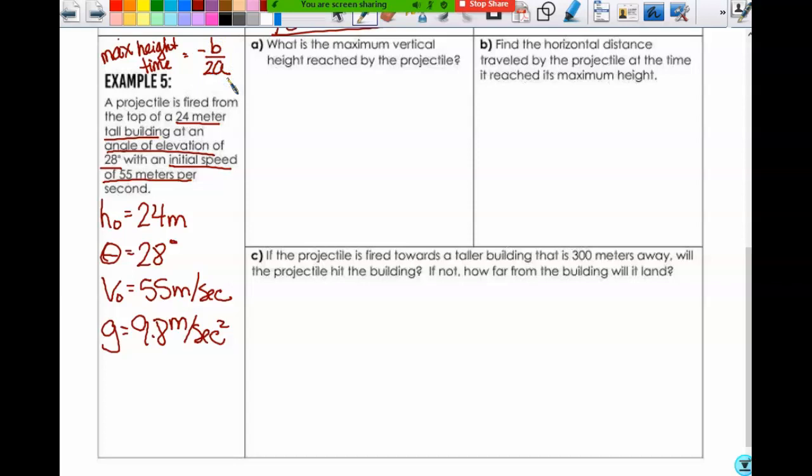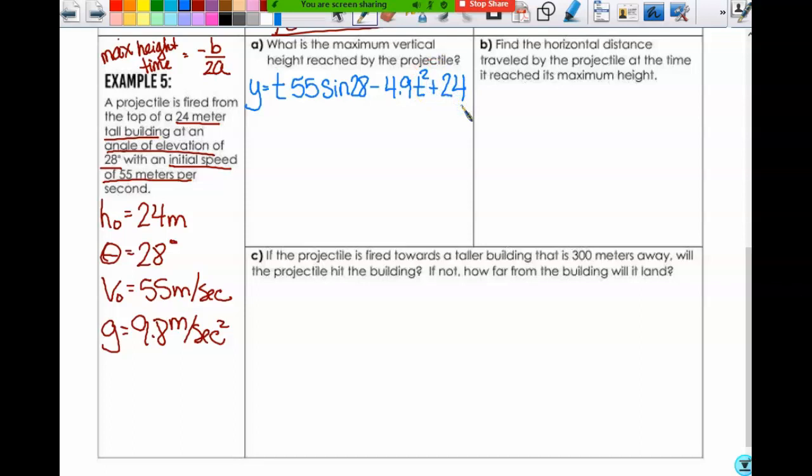In order to come up with that, I have to have this in quadratic form so that I can get my b's and my a's and all that good kind of stuff. So I'm going to have to come up with my y equation here. So y is equal to the t that we don't know times the initial velocity, which is 55, times the sine of theta, which is 28, minus half of 9.8, which is 4.9, times t squared plus 24.